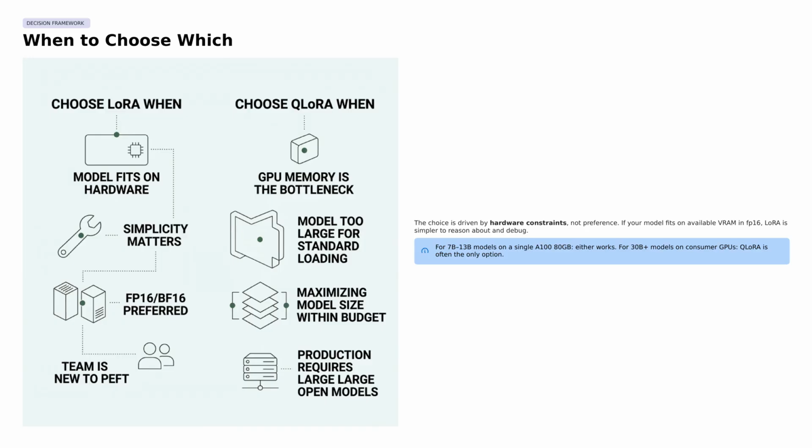Choose based on hardware, not personal preference. If the model fits in available VRAM at FP16, LoRA is usually the easier option to understand, tune, and debug. For 7B to 13B models on a single A100 80GB, either approach can work well. But once you get into 30B plus models, especially on consumer GPUs, QLoRA is often the only practical choice.